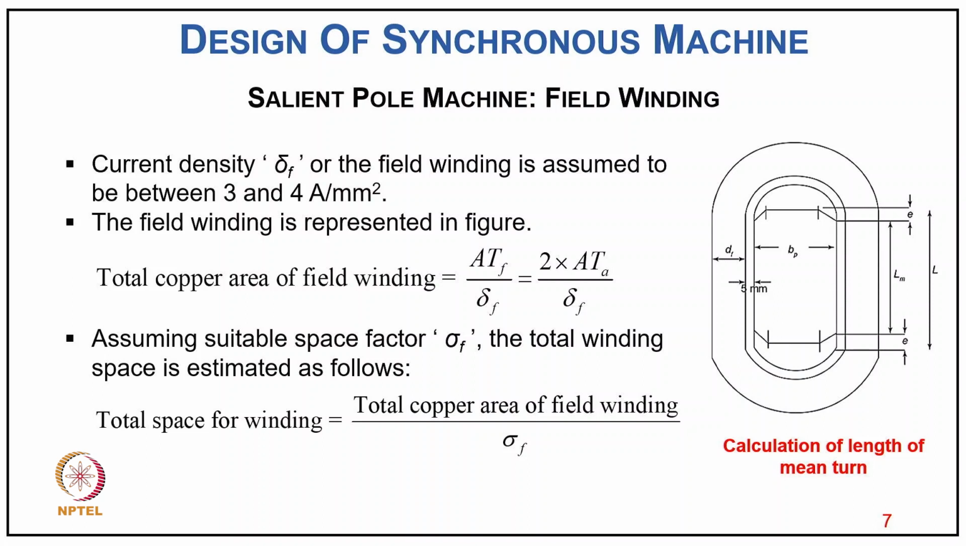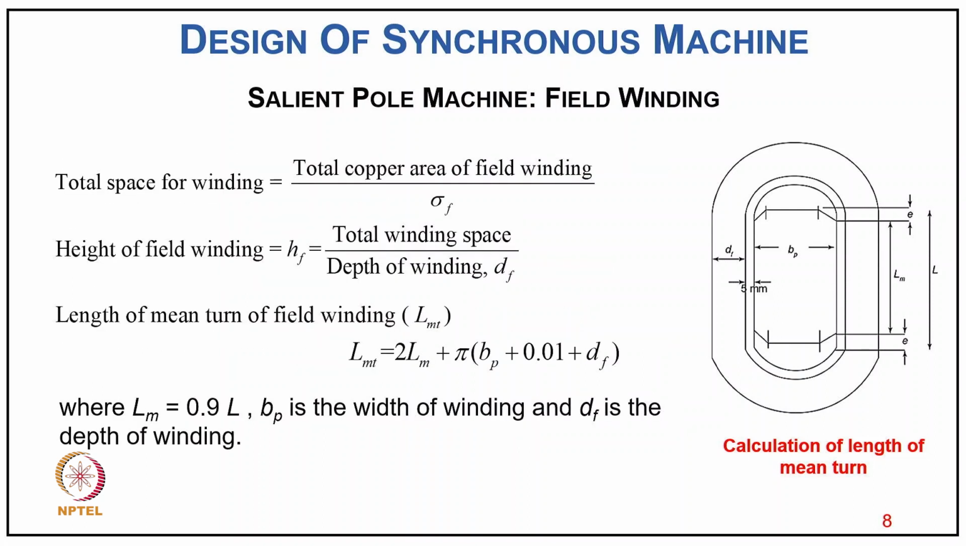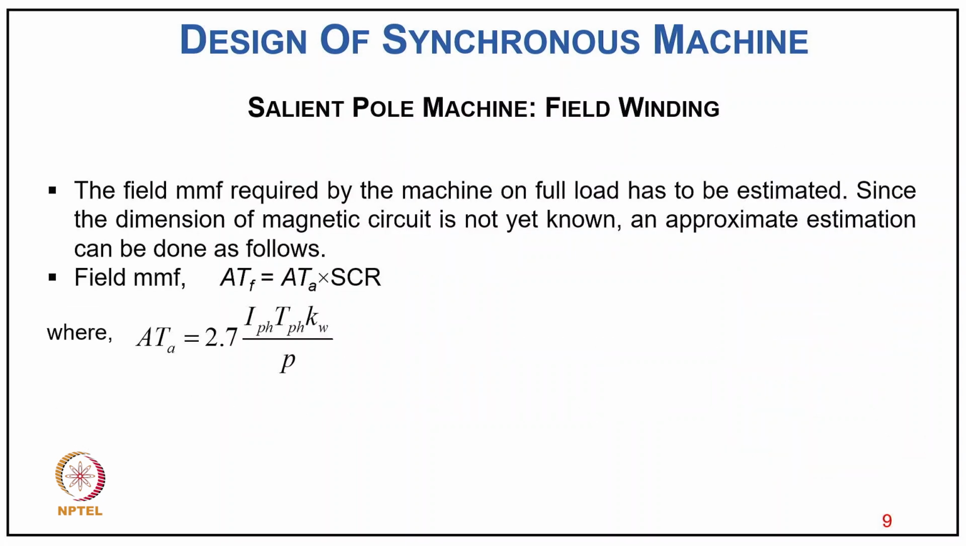So the field winding is represented as in the figure. The total copper area of the field winding is ATF by delta F, and that is 2 ATA upon delta F. Assuming a suitable space factor sigma F, the total winding space is estimated as total copper area in the field winding divided by sigma F. The height of the field winding HF equals the total winding space divided by the depth of the field winding DF, and the length of mean turn LMT of the field winding, LMT equals 2 LM plus pi in bracket BP plus 0.01 plus DF, where LM equals 0.9 L, BP is the width of the field winding and DF is the depth of the field winding.